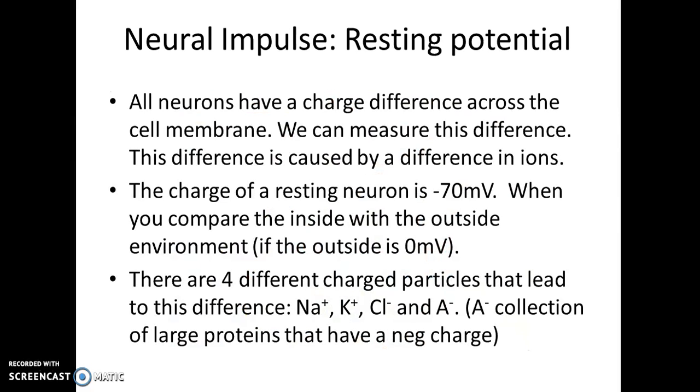So let's talk about the resting potential. This is a neuron at rest. All neurons have a charge difference across the cell membrane, and we can actually measure the difference. The charge of a resting neuron is negative 70 millivolts. That's when we compare the inside of the neuron to the outside. Now, the outside is 0 millivolts. That's what we're going to use as our reference. So the inside of the neuron is more negative or less positive than the outside.